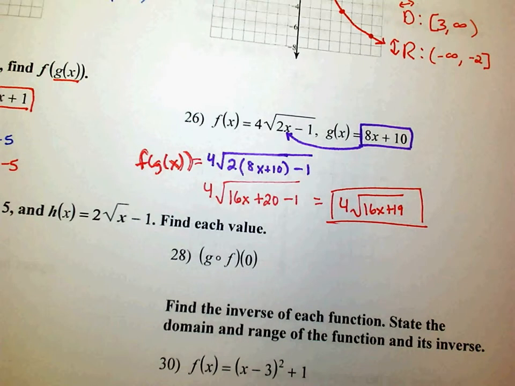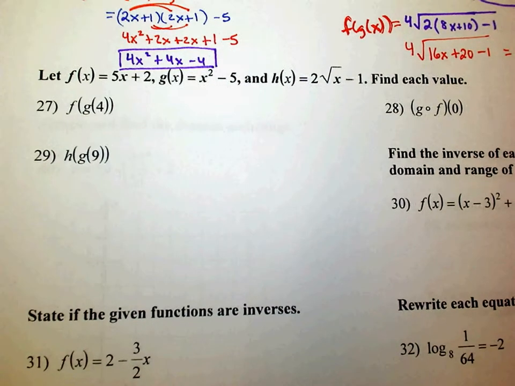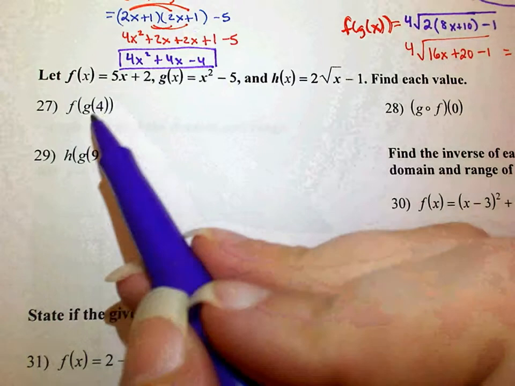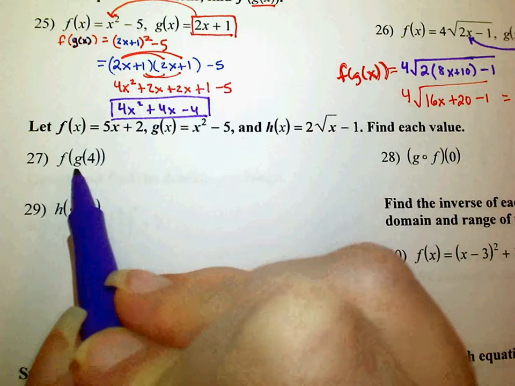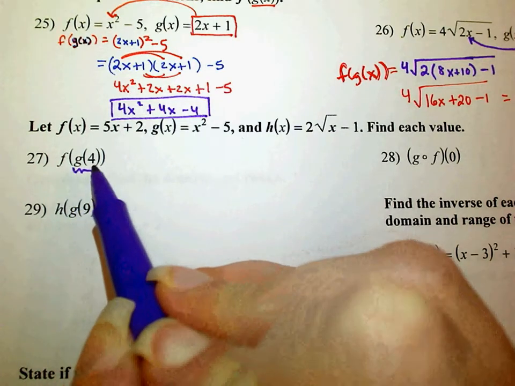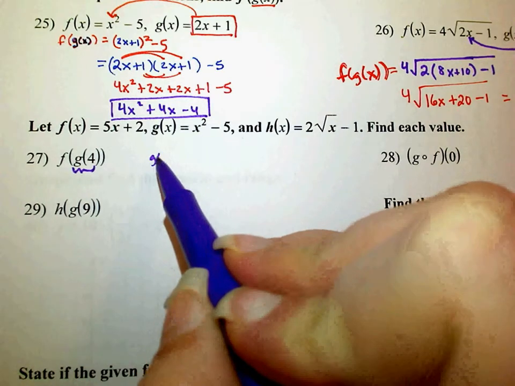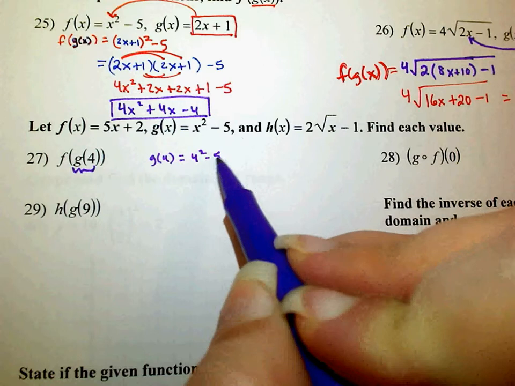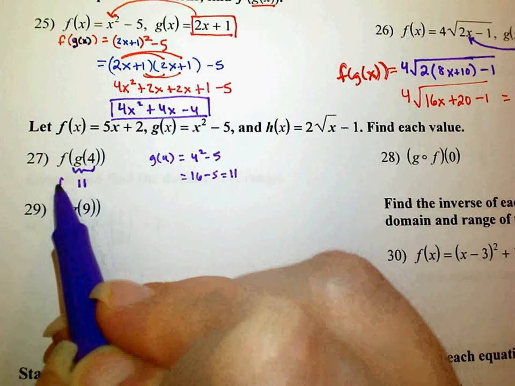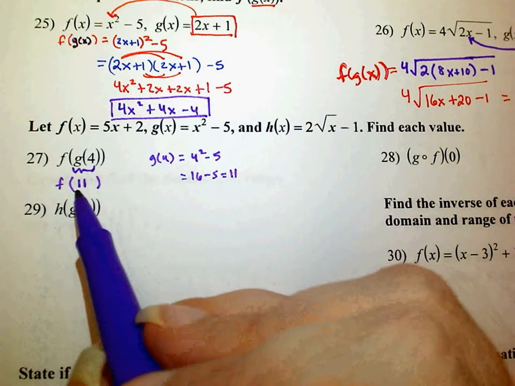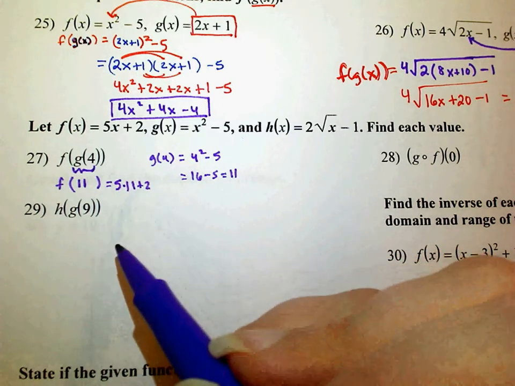Okay. So let's find these right here. Now, this is similar to this right here, except for it's a little bit easier because this just has a number inside. So what you have to do is just remember, inside first, find g of 4, which means plug 4 into g. So g of 4 is 4 squared minus 5, which is 16 minus 5, that's 11. Now, if g of 4 is 11, then that means find f at 11. So if I plug in 11 right there, then I've got 5 times 11 plus 2. 55 plus 2 is 57. So the answer is 57.